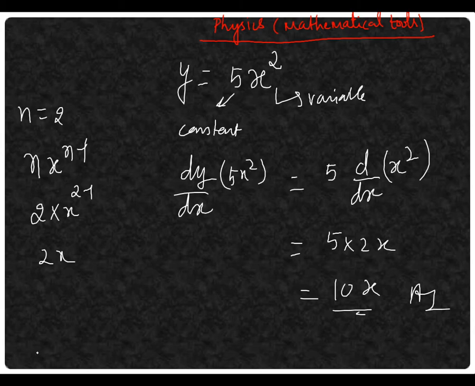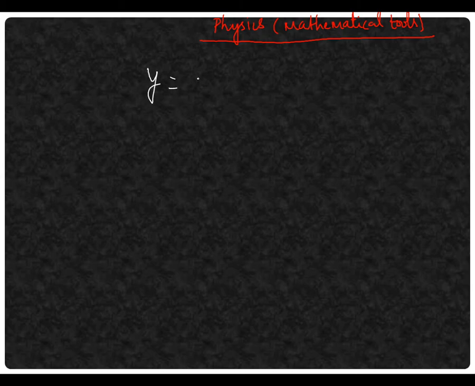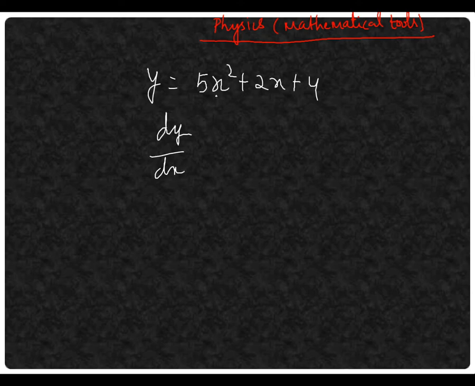Okay, now the third example. Now we want to find the differentiation of this term, 5x square plus 2x plus 4. A polynomial having 3 terms, first term, second term and third term, or a polynomial having n number of terms. If you want to find the differentiation of a polynomial having n number of terms, how can we find it? It is very simple. If we want to find dy by dx, then we separately find the differentiation of each term.